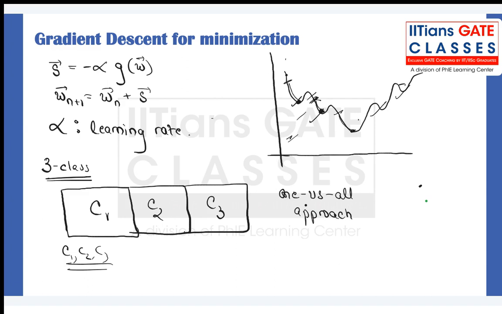Then in the next class only, most probably we will also look at the bias-variance trade-off, which is one of the most important topics in the lecture.